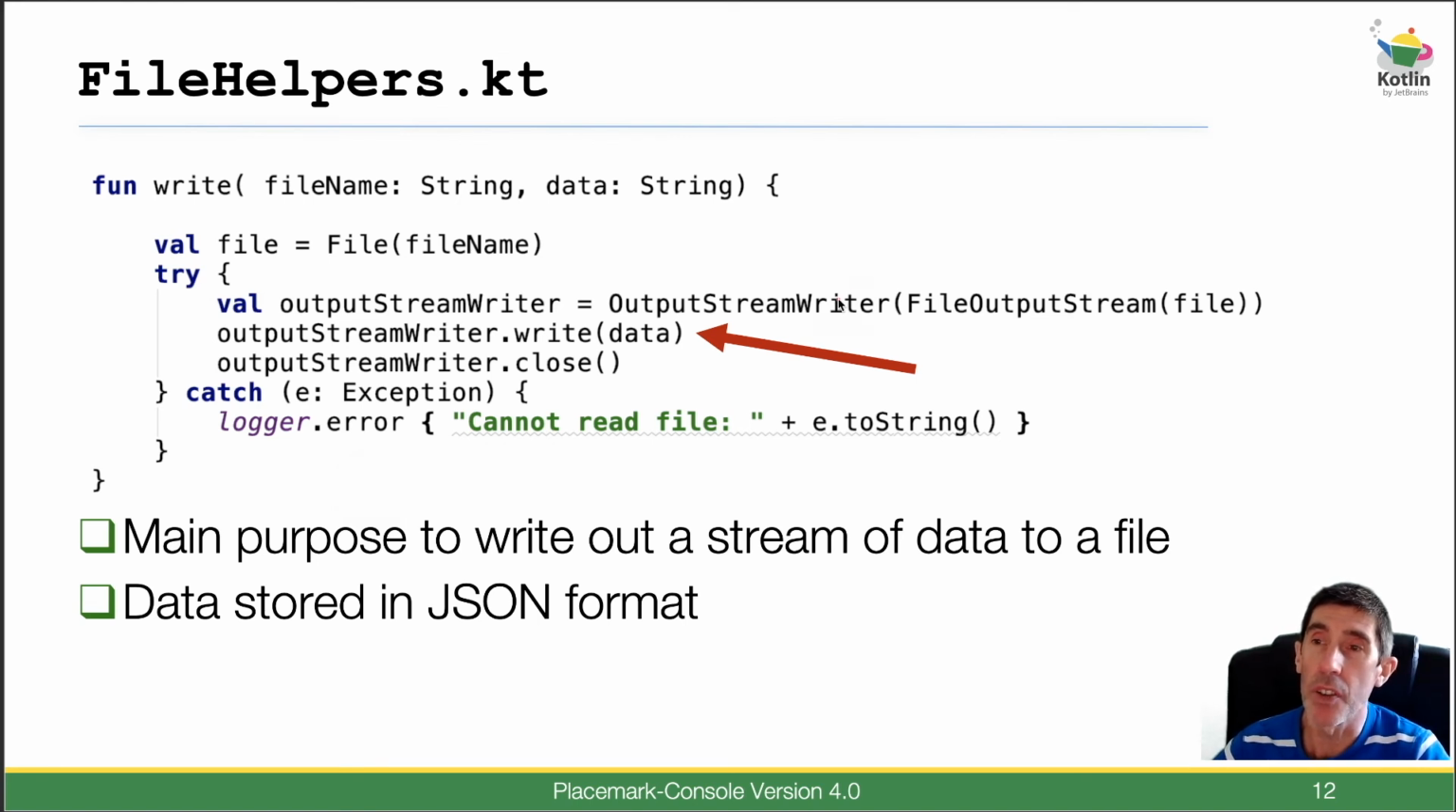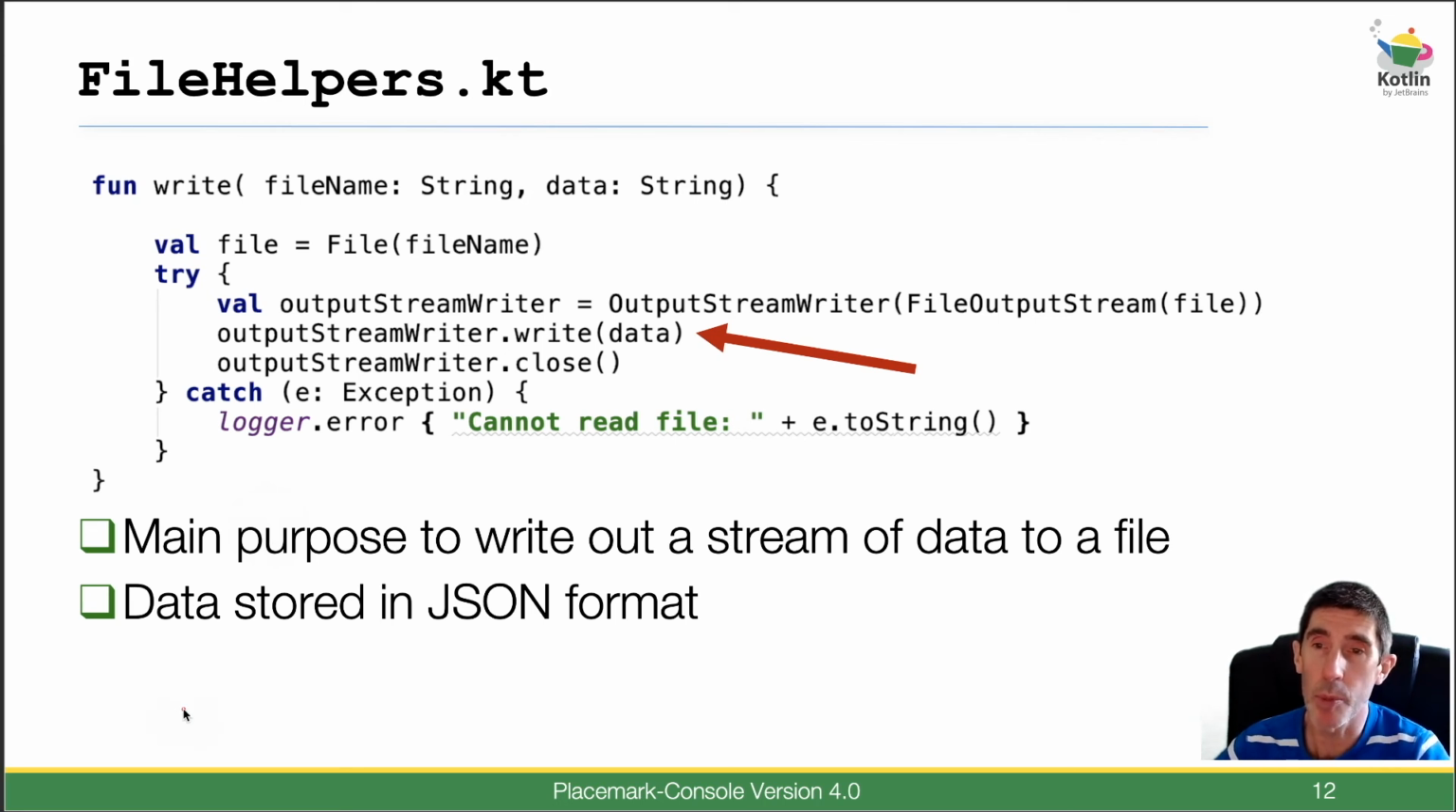So we create our file output stream, a writer based on the file. So we'll literally attach the stream to the file. We write out all the data in one go, which is that one string. We just make sure we close the stream to flush it out so that all the data is stored correctly, and that's it. That's our write. Now the read is a little bit more complicated, but we'll just focus on the write here first.